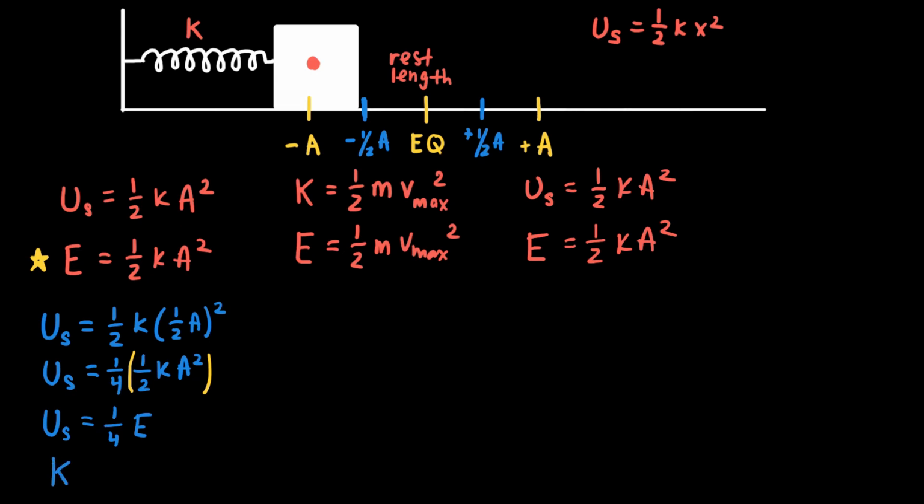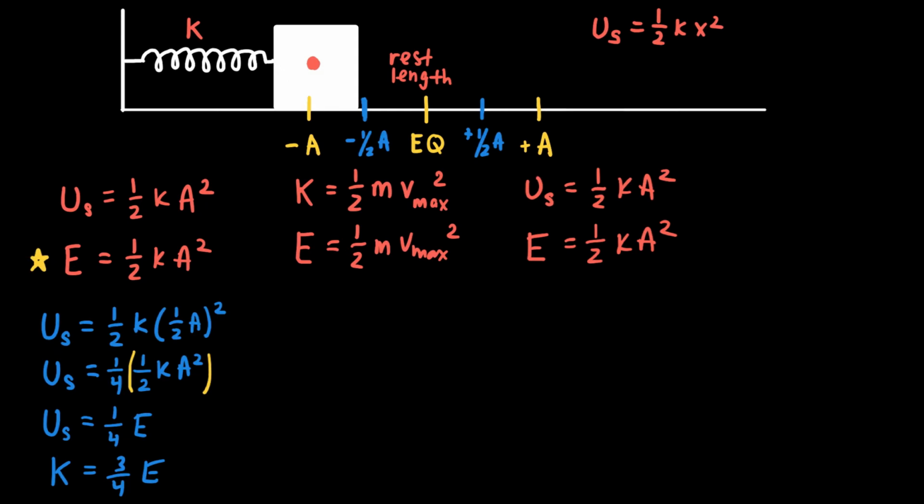If that's true, then how much of the energy is kinetic energy? If 1/4 of the total energy is elastic potential energy, then that means that the other 3/4 of the energy must be kinetic energy. And so at either one of those positions, at half the amplitude, 75% of the energy is kinetic energy and 25% of the energy is potential energy.